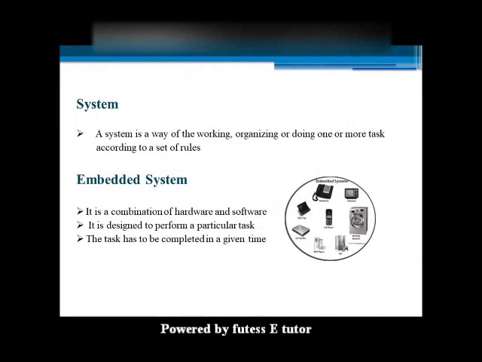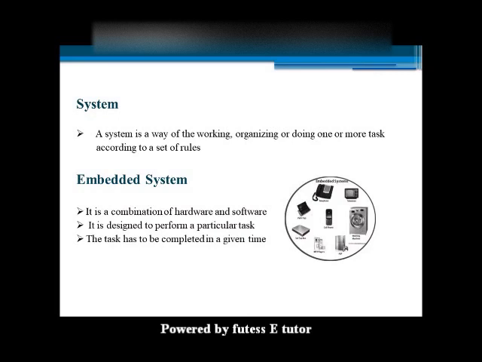First, we think about the difference between a system and an embedded system. A system is a way of working or doing one or many tasks according to a fixed plan or program or a set of rules. An arrangement in which all units are assembled and work together according to a plan or a program. An embedded system is a combination of embedded hardware and embedded software dedicated to a specific task. The task has to be completed in a given time.